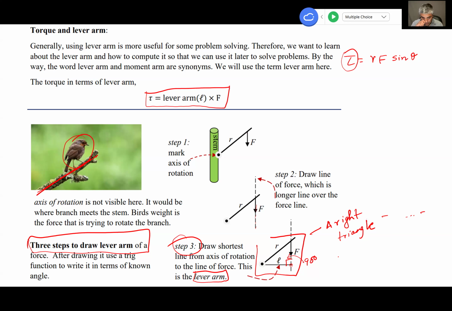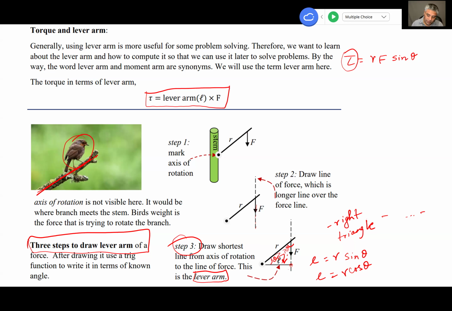Once we have that, we can use trigonometry to figure this out in terms of the given angle. Depending on which angle is given, if this angle is given, this is going to be opposite and it's going to pick up sine theta, let's say, if that angle is theta. But if this angle is given, then this is going to be adjacent, meaning it's going to pick up cosine. So the lever arm is going to be r sine or r cosine, depending on which angle is known. So we go through that.